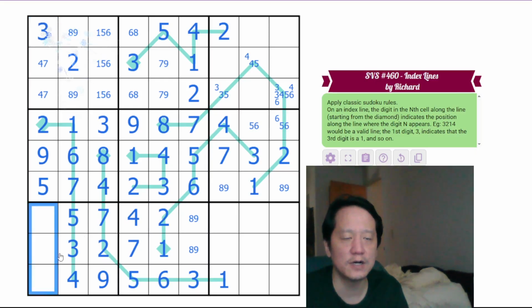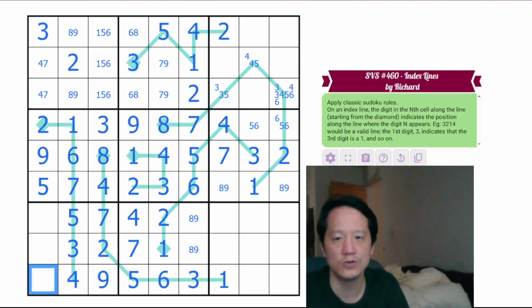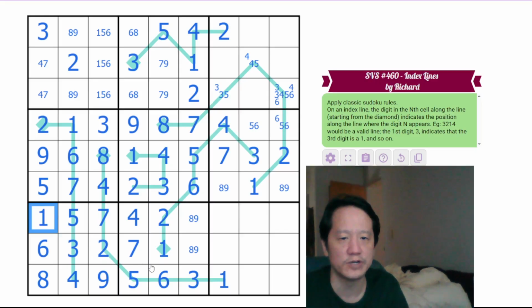Remaining digits in column 1. We have 3 in the corner. We celebrate because we're nowhere close to solving this. We have 1, 6, and 8. This can't be 1 or 6 because of 1 or 6 in the row. So this is 8. This can't be 1 or 8, so this is 6, which makes this 1.